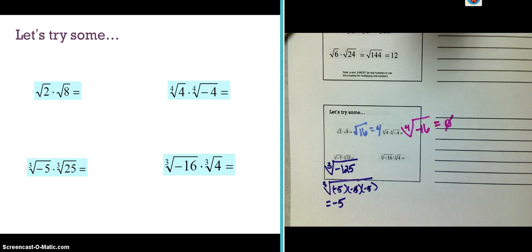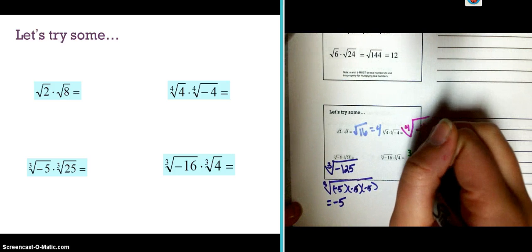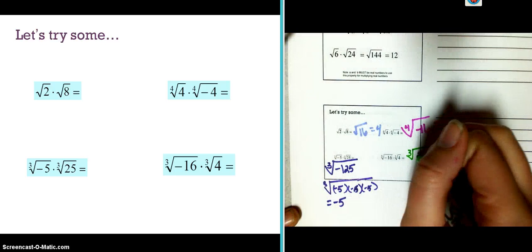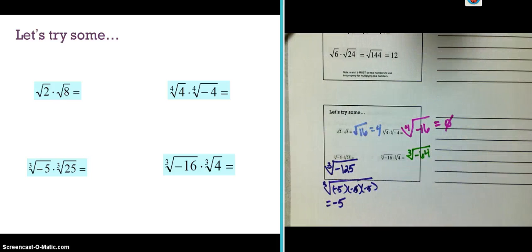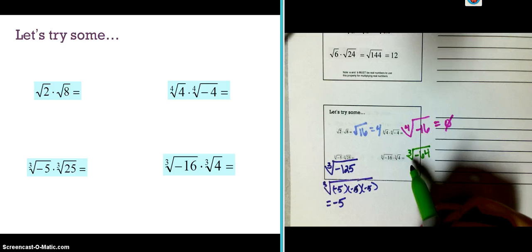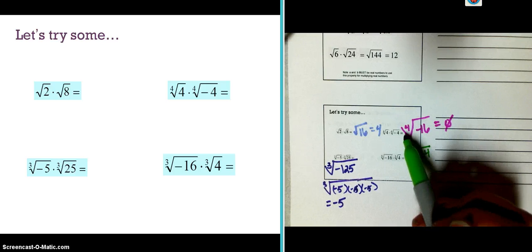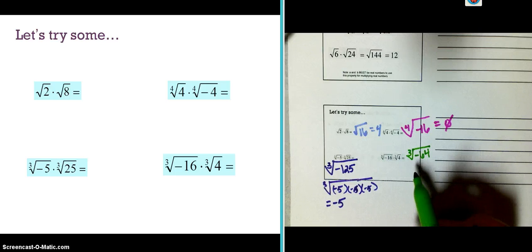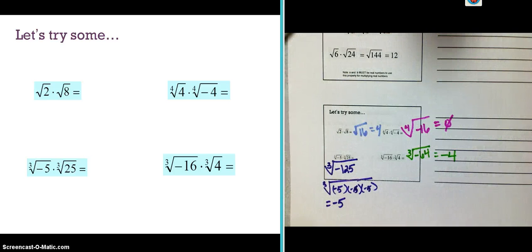For our last one, we have the cube root of negative 16 times the cube root of 4. Well, negative 16 times 4 is negative 64. So we have the cube root of negative 64. And like I just said, we can have odd indexes with negative radicands, but we cannot have even index with negative radicands. So the cube root of negative 64 is negative 4.